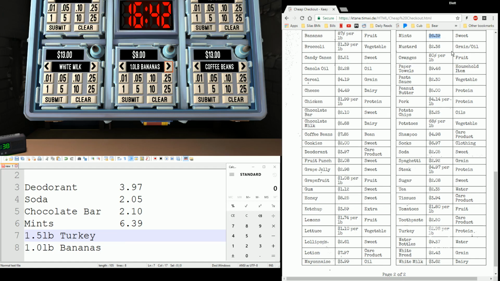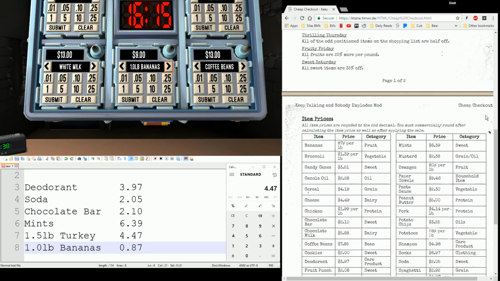1.5 pounds of turkey. Well, turkey is $2.98 a pound. Notice I have a calculator up here. There's a reason for that. We have $2.98 per pound. We have 1.5 pounds. That comes out to be $4.47. And bananas are 87 cents a pound, but we have a full pound, so that's just 87 cents. So looking those up, not so bad.